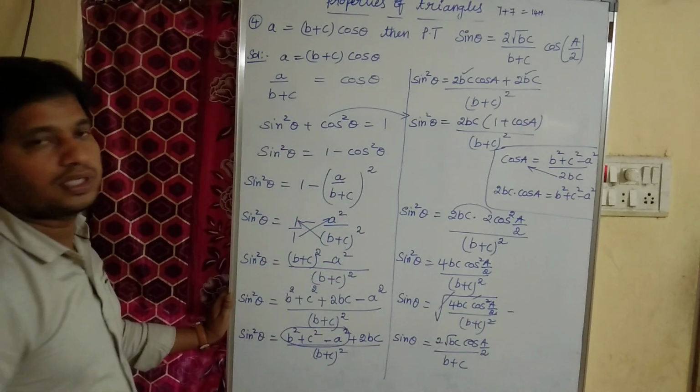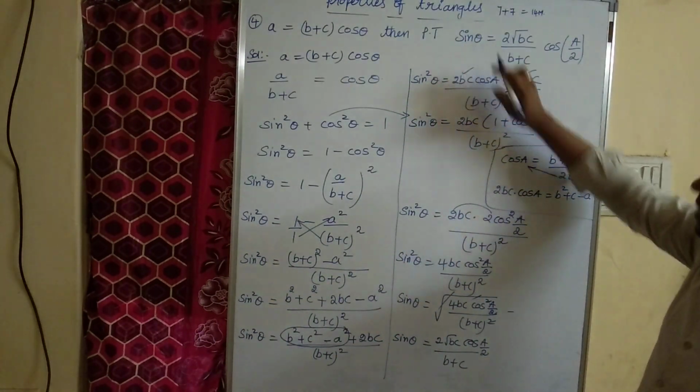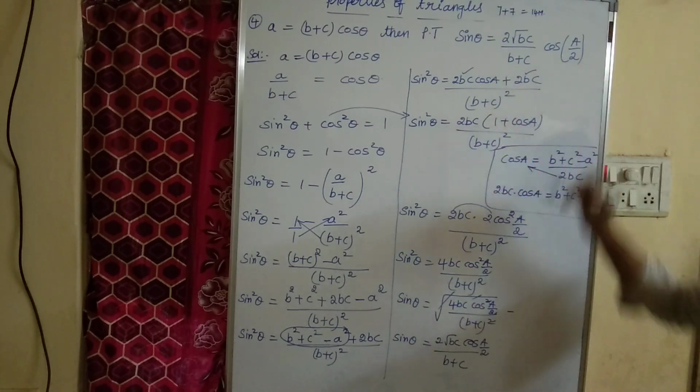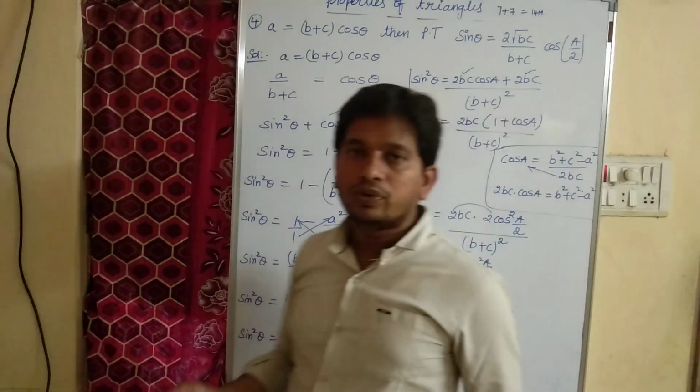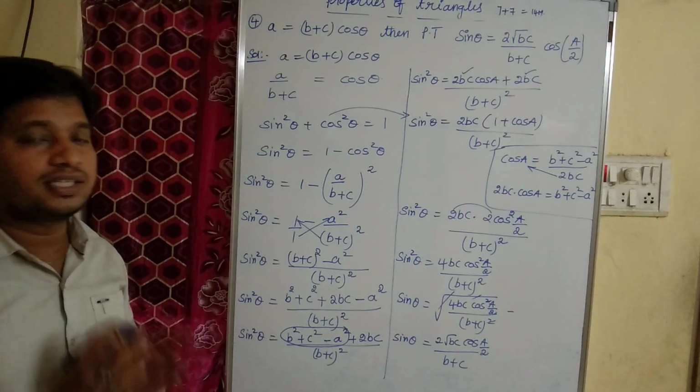See what they are asking to prove? They are asking to prove that sin theta equal to 2 into root bc by b plus c into cos A by 2. Again we got the same answer. So this will be a little bit lengthy, but the problem is very easy.